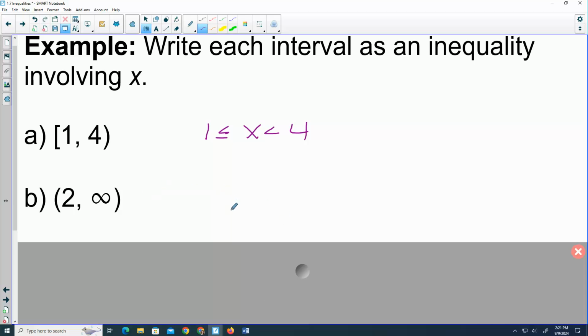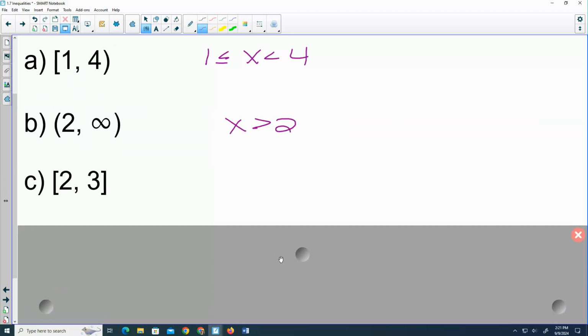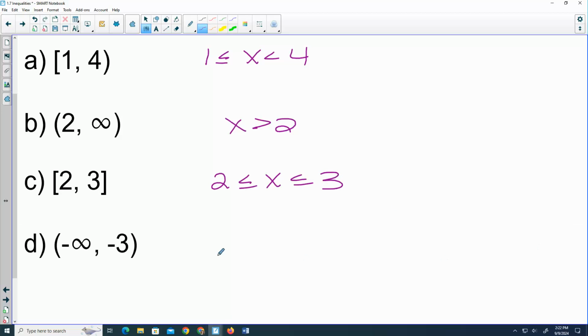B. 2 to infinity. What does that mean? x is greater than 2. C. If I said 2 to 3 with brackets. Perfect. And final one, negative infinity to negative 3 with parentheses. All right, good. So we can go back and forth between these notations.